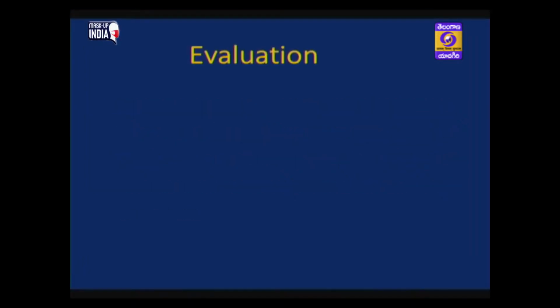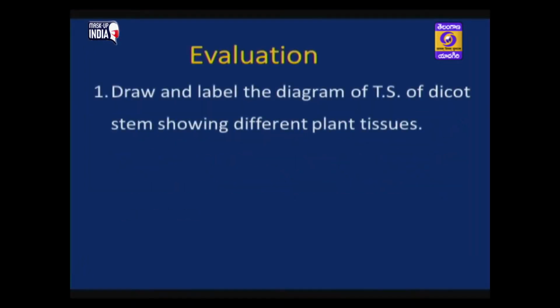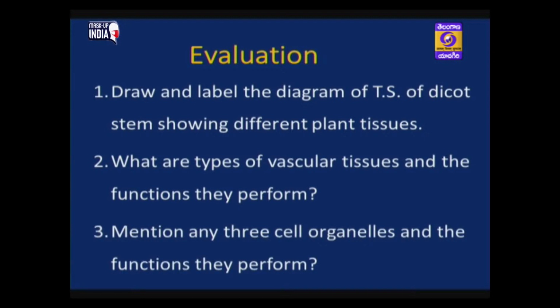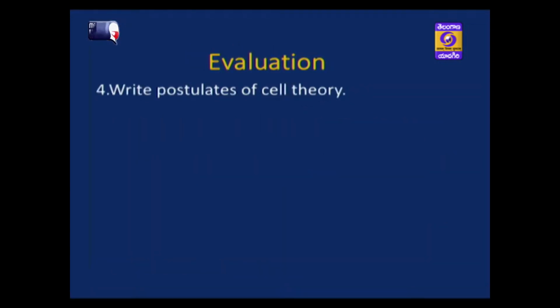Now, coming to the evaluation. First one, draw and label the diagram of TS of dicot stem showing different plant tissues. What are types of vascular tissues and the functions they perform? Mention any 3 cell organelles and the functions they perform. Write postulates of cell theory.